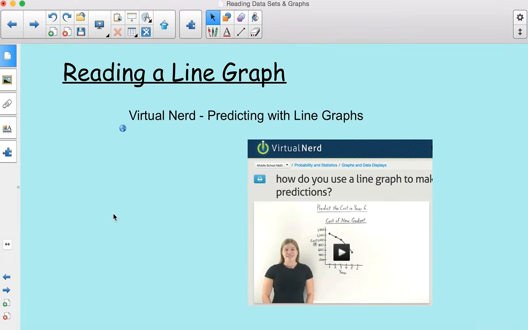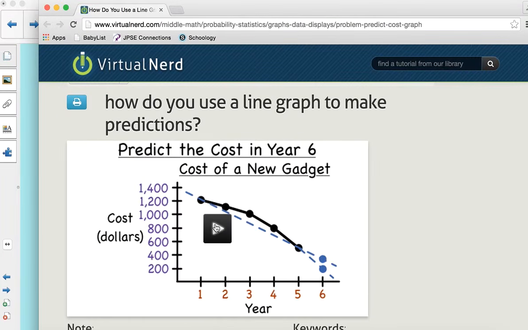Finally, a line graph. When you have a line graph, predictions are going to be made, and I'm going to refer to my video here at Virtual Nerd. If you haven't checked out this site, it's a great site to use.